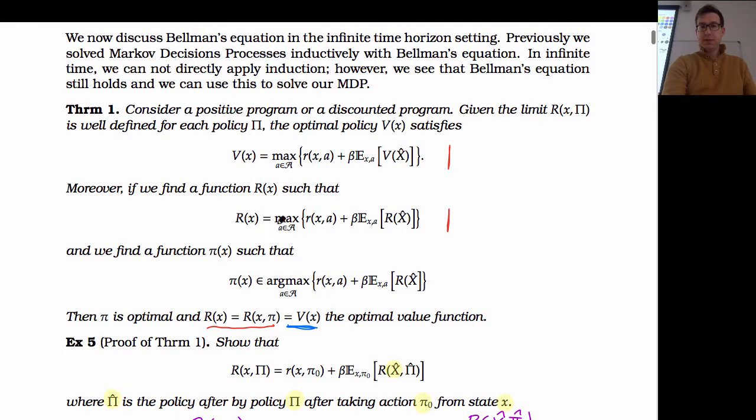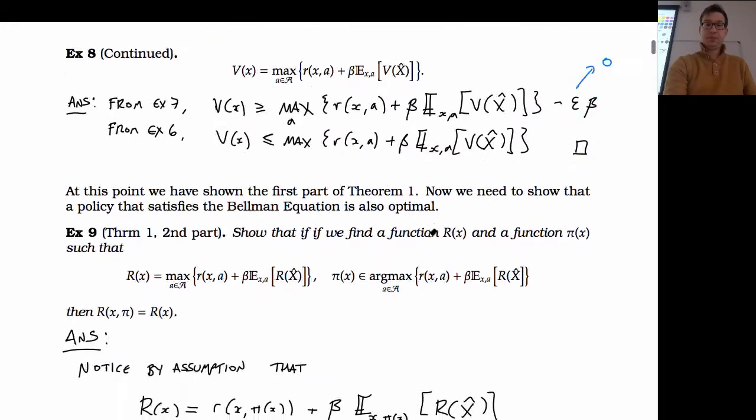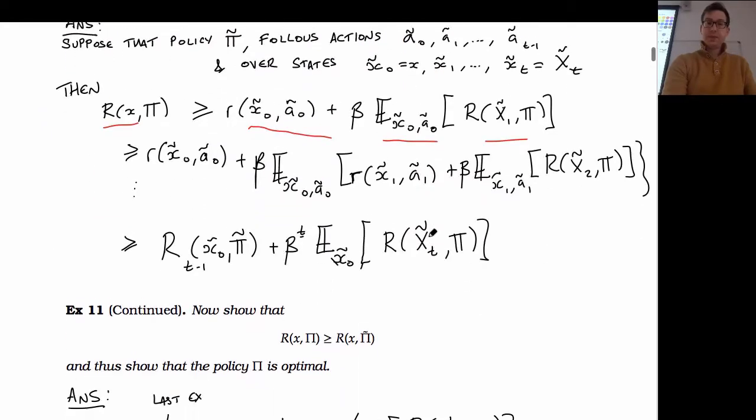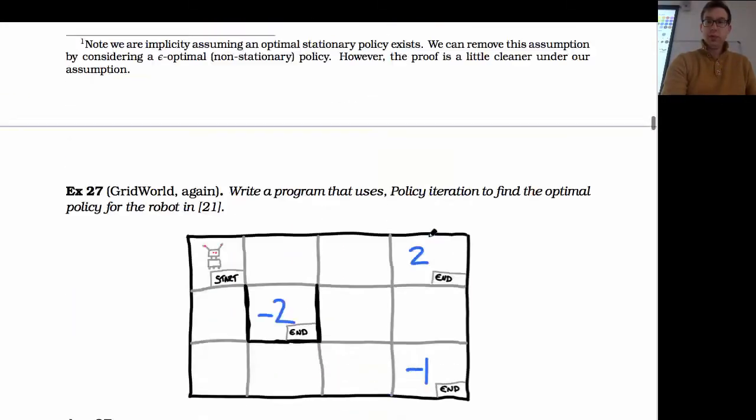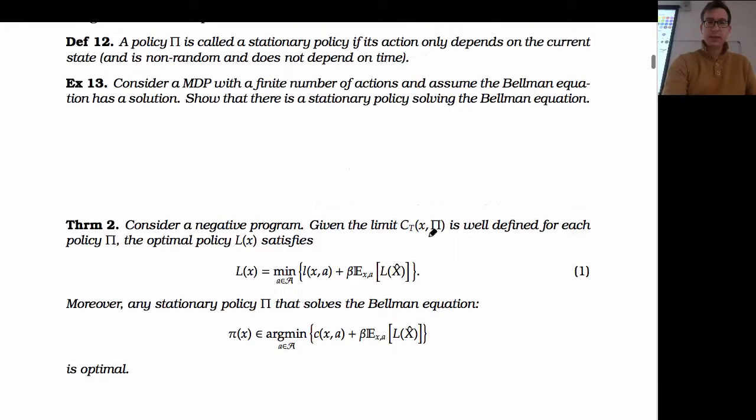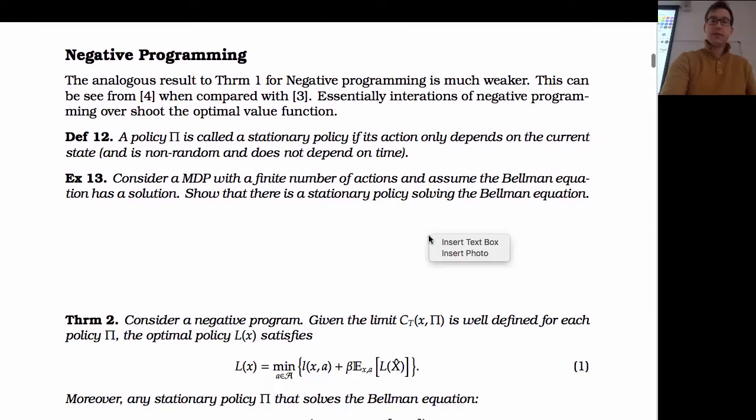We said that if the policy satisfies this equality, or inequality even here, a slightly weaker assumption, then the value function of the policy is equal to the optimal value, where V of x is defined to be the optimal value amongst all policies. So that's the positive programming case. Let's do the negative programming case.